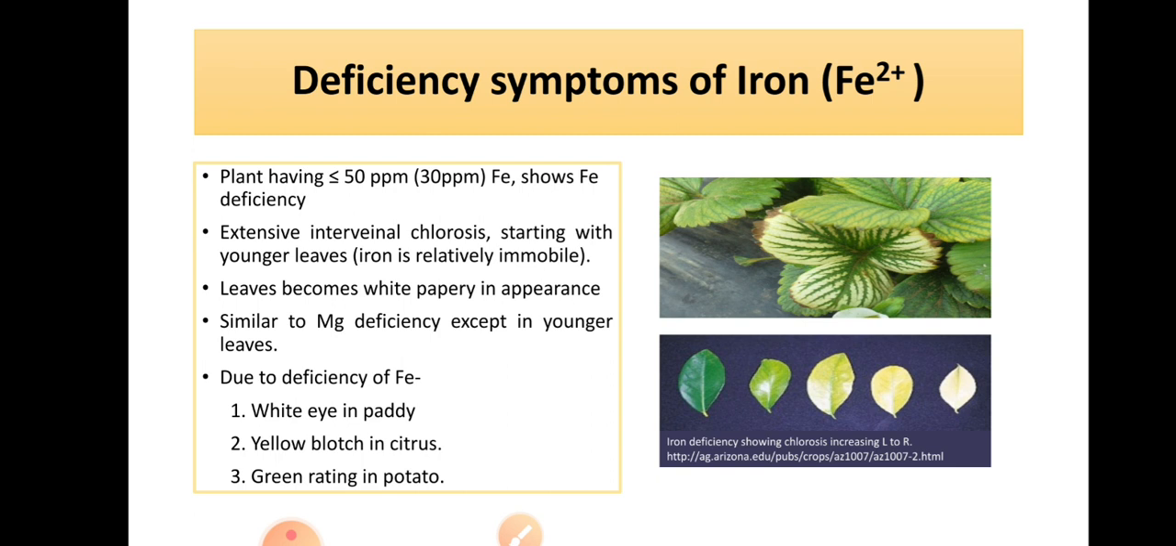The deficiency symptom of iron shows extensive interveinal chlorosis that starts from younger leaf. Iron is also immobile in plant. Leaves become white papery in appearance due to deficiency of iron. Similar to magnesium deficiency, except in younger leaves, iron shows same features. Due to deficiency of iron, white eye in paddy occur, yellow blotch in citrus occur and green ratting in potato take place.